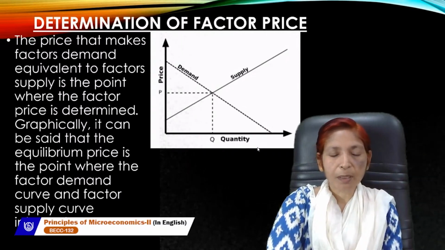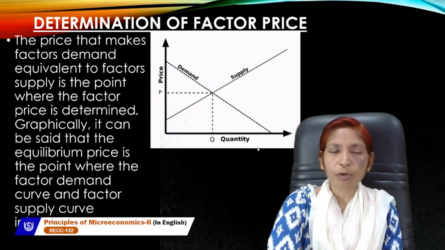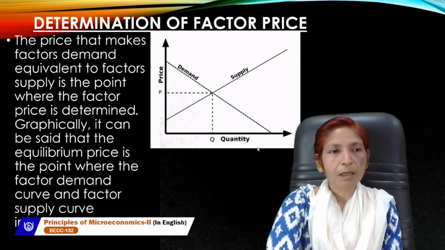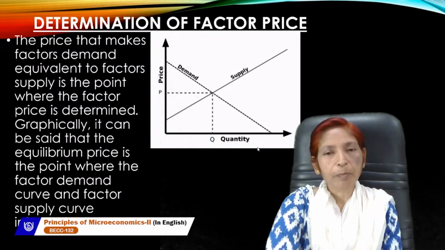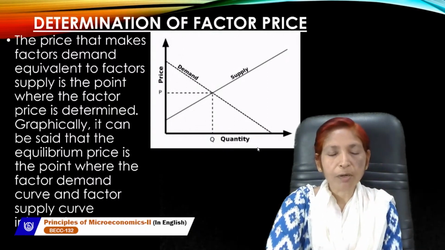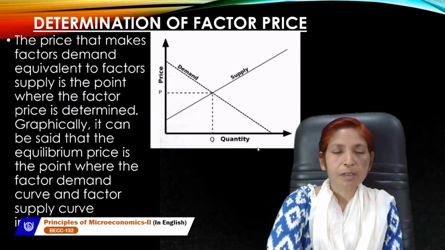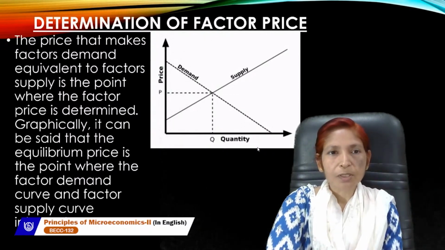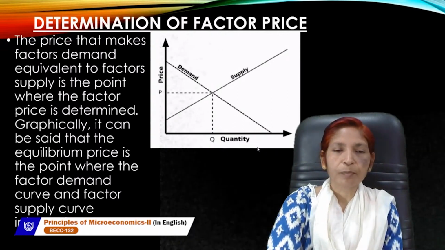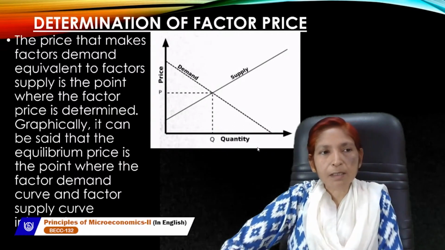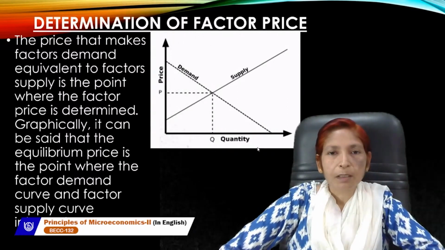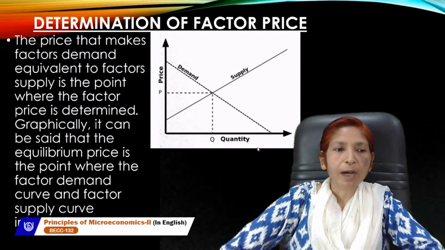Why have we studied demand for input, supply of input, and the input market? Because we want to determine the factor price. So if we want to determine the factor price, then we must know about demand for inputs, supply of inputs, and the nature of the demand and supply curves, so that we can determine the factor price. The price that makes factor demand equal to factor supply is the point where the factor price is determined.